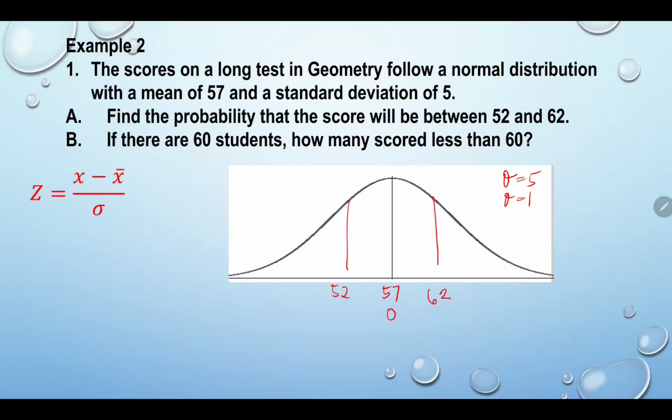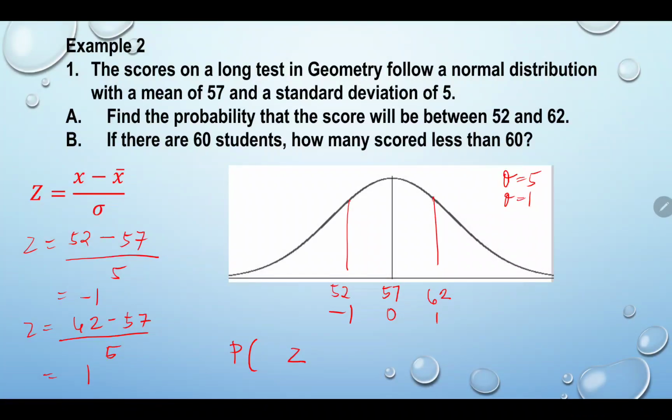We need to translate them. Let's start with 52. Change 52: subtract the mean 57, divide by 5. That's actually negative 1. 52 minus 57 is negative 5, divided by 5 is negative 1. Then our 62 follows the same formula. That will be positive 1. 62 minus 57 is 5 over 5. That's 1. So you are now asked to look for the probability of the z-score that is greater than negative 1 but less than 1, because it is in between.